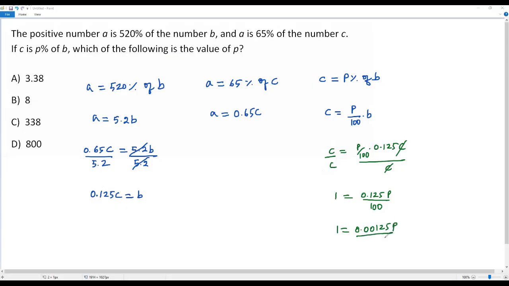Okay, let's divide both sides of this equation by 0.00125. Let me do the same thing on the left side, that is 0.00125. So this one will cancel out. When I divide 1 by 0.00125, I am getting 800 on the left side. On the right side, we have P. Okay, here I got the value of P. It is 800. We find this 800 in answer choice D. The correct answer choice for this question is D.